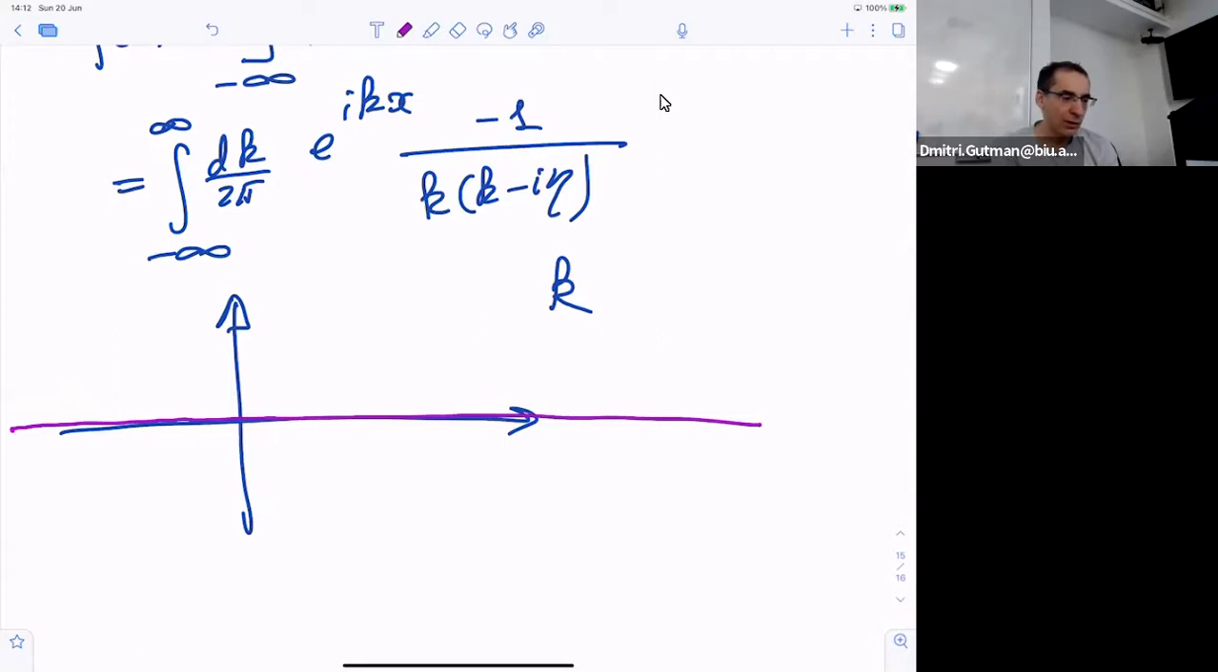Now, we know that our boundary condition was that f of x was 0 for negative x, right? So this property had better be respected when we compute this integral. It means that if x is negative, we should be able to close this contour in a way that no poles are falling into the contour. Right?